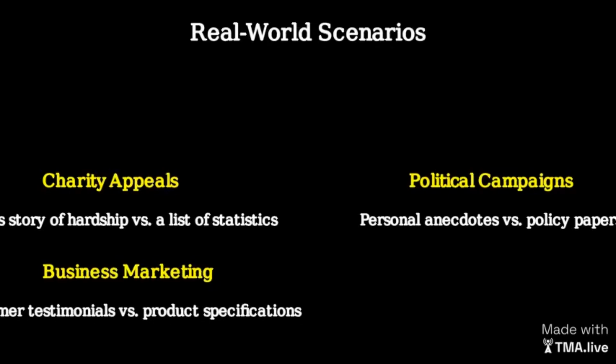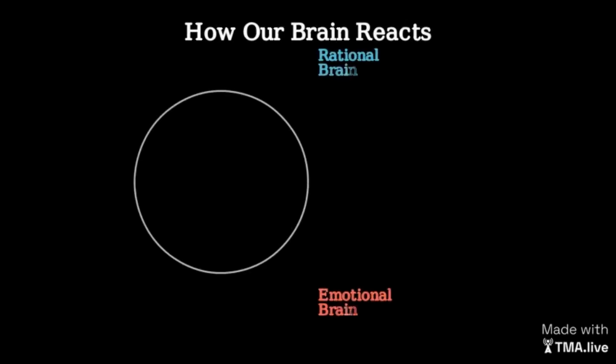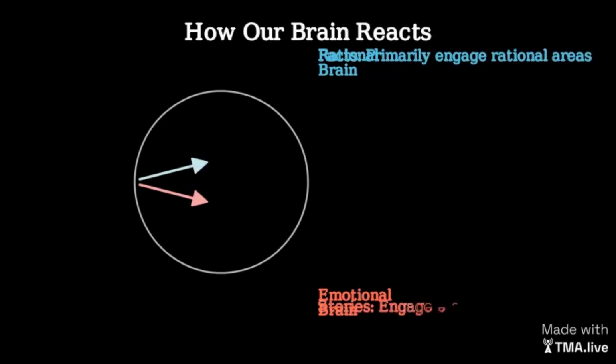Similarly, political campaigns often use personal anecdotes to connect with voters, and businesses use customer testimonials to build trust. From a neuroscience perspective, facts primarily activate the rational areas of our brain. Stories, however, engage the emotional centers, causing a deeper and more lasting impact. This is why stories are more memorable and persuasive than mere facts. In conclusion, stories are powerful because they build emotional bridges.